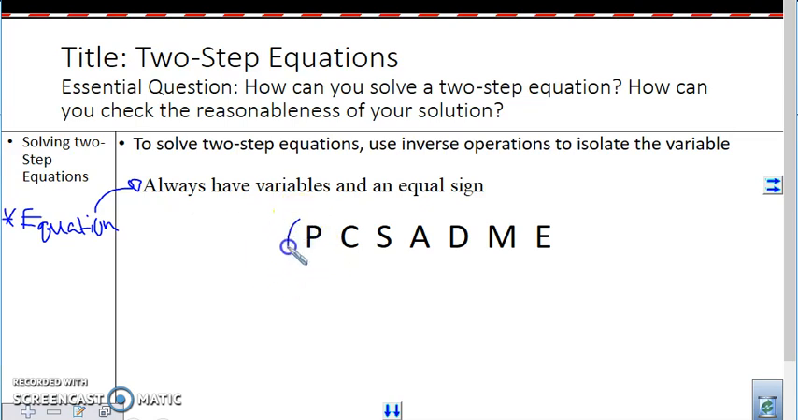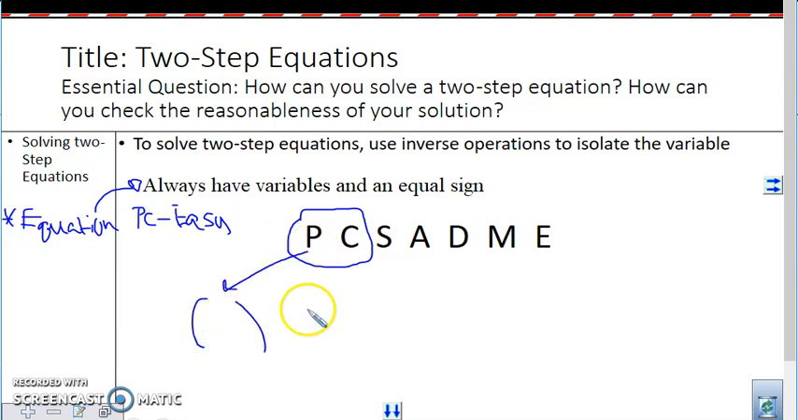First thing I want you guys to do is simplify the problem. These two, PC, SADMe, simplify the problem. So PC makes the problem easier. The P stands for parentheses. Get rid of parentheses. The C stands for identifying and combining like terms. Combine like terms.